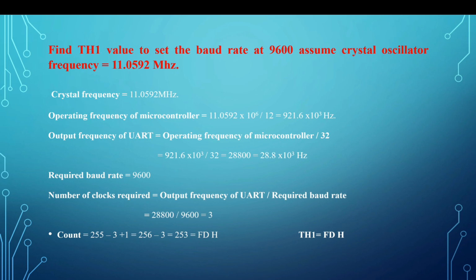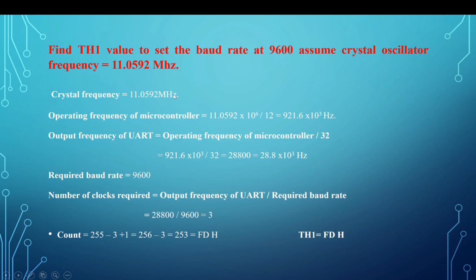So let us find out the TH value for the given baud rate. Suppose the baud rate I want to set is 9600. It means my timer should also overflow 9600 times in 1 second. It is a continuous process, which means I need a continuous clock. And a continuous clock is generated by an oscillator. So the timer is running through an oscillator having a frequency of 11.0592 megahertz.